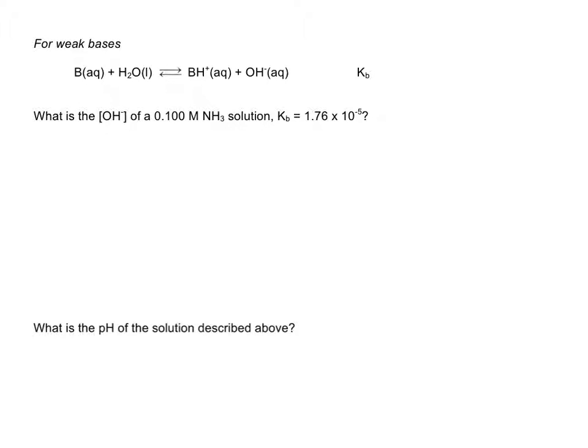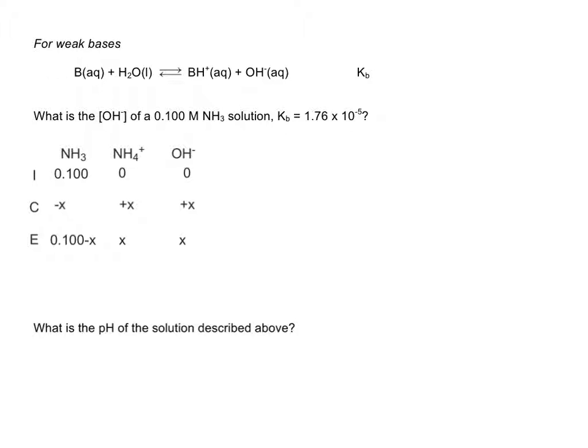The chemicals that we're interested in this case are the NH3 concentration, the NH4 plus concentration, because that's our BH plus, and the OH minus concentration. So our initial concentration of OH minus is going to be 0, and for the NH4 plus will also be 0. The initial concentration of NH3 is going to be 0.100 molar. Okay, so we're going to have minus x, and plus x for our change, and then at equilibrium, we'll have 0.1 minus x, and x.